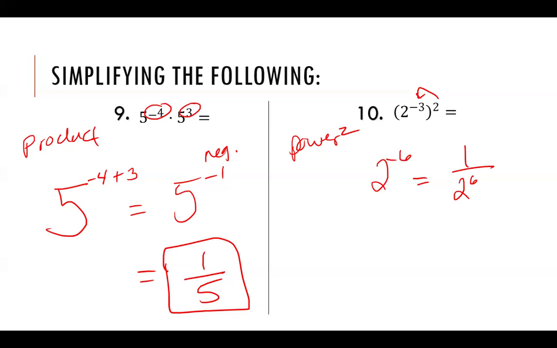Does that make sense? In the denominator, you're going to evaluate what is 2 times 2 times 2 times 2 times 2 times 2. Well, that's easy enough. 2 to the third is going to give me 8. And then another 2 to the third is going to give me 8. And 8 times 8 is 64. So this becomes 1 over 64.